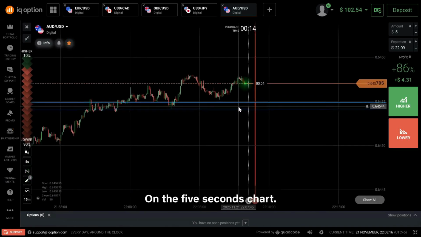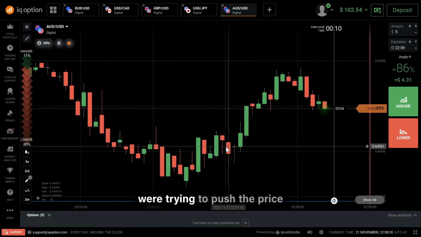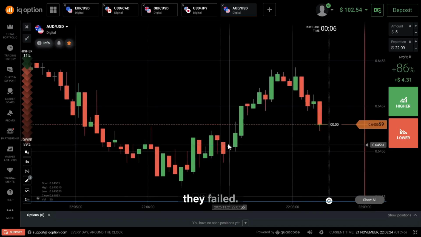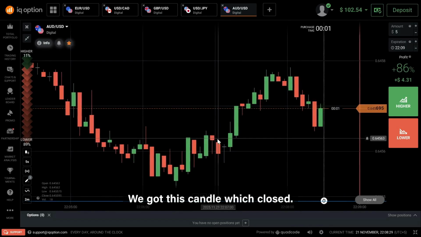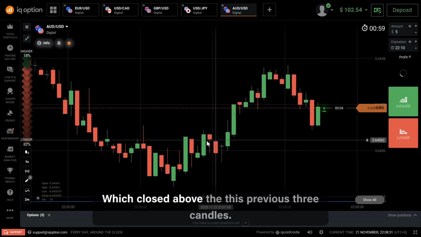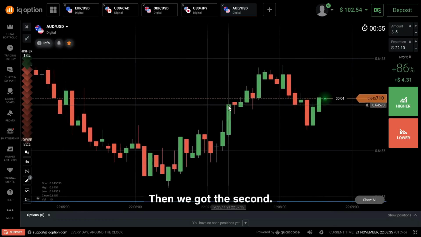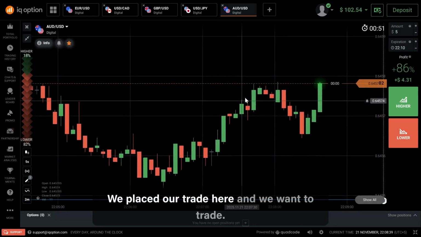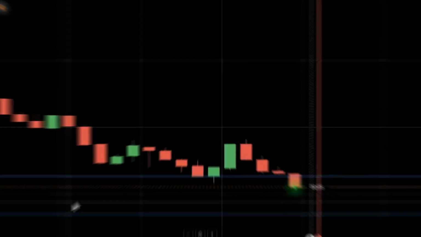On the 5 seconds chart, if we look here, the sellers were trying to push the price in the downward direction, but they failed. We got this candle which closed above these previous three candles. Then we got the second. This was the very clear confirmation. We placed our trade here and we won our trade. That was the logic behind our trade.